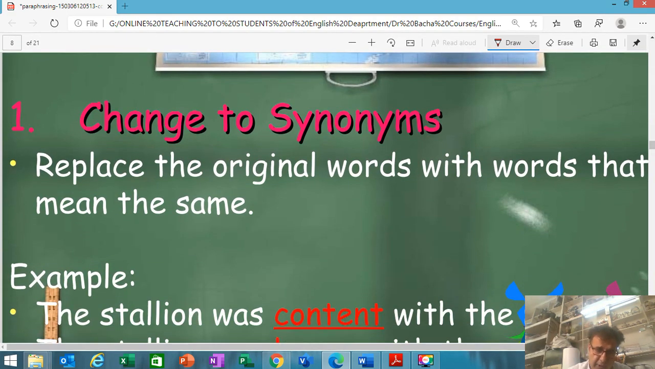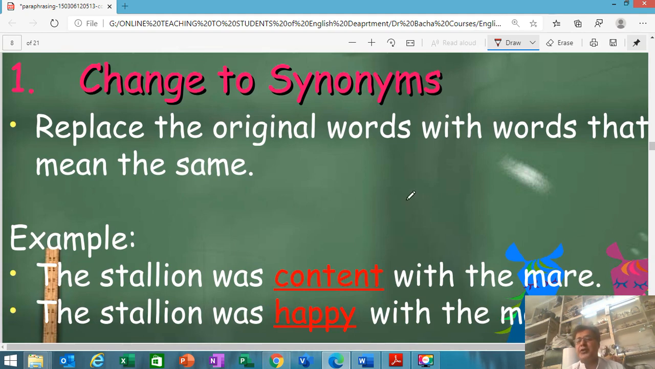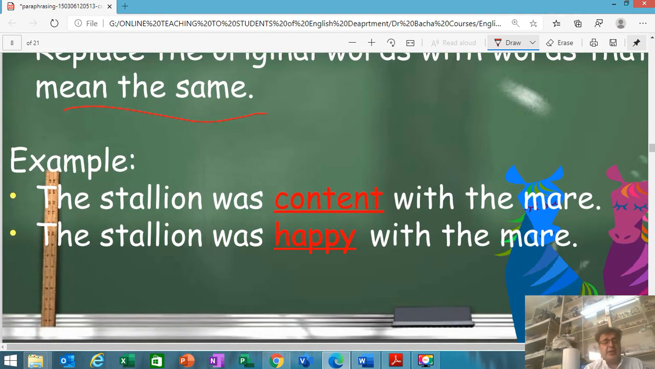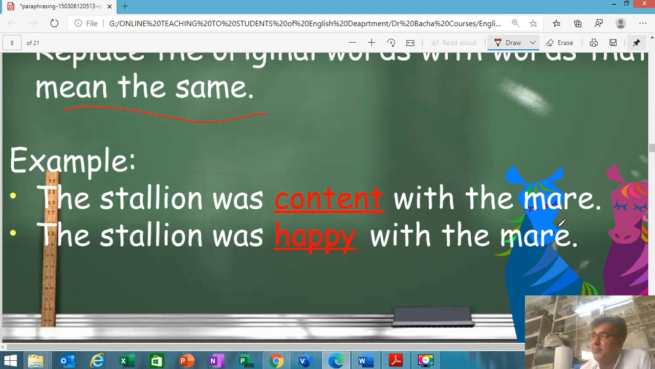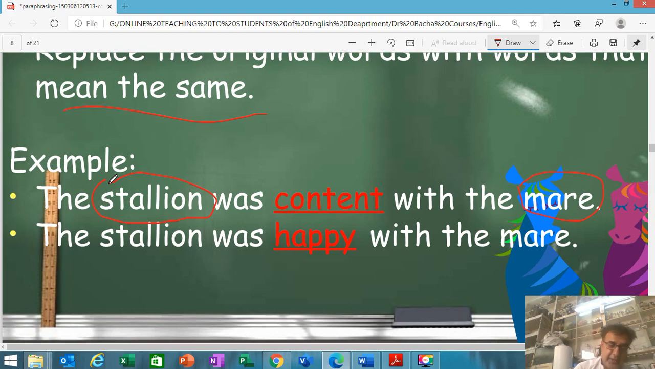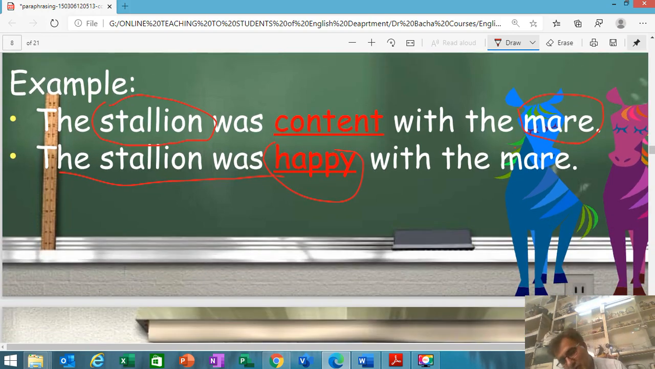Now we are going to talk about the first one, change to synonym. You have to replace the original word with words that mean the same. For example, the stallion was content with the mare. Obviously, mare is the female horse, and stallion is the male horse. The first sentence says that the stallion was content with the mare. This is the original sentence, and when you are going to rephrase it, you must try to change it, like: the stallion was happy with the mare. So you just change it.